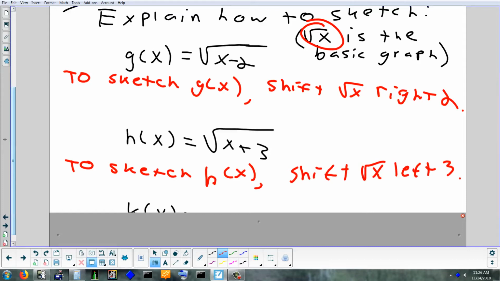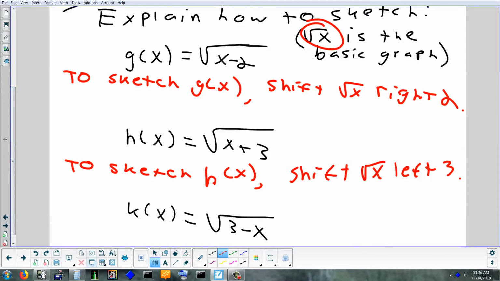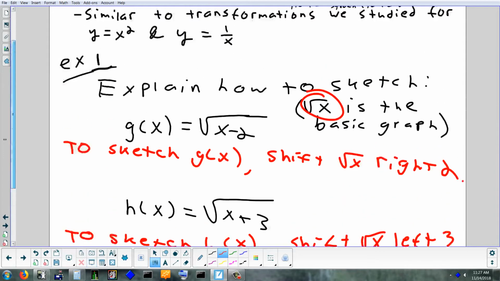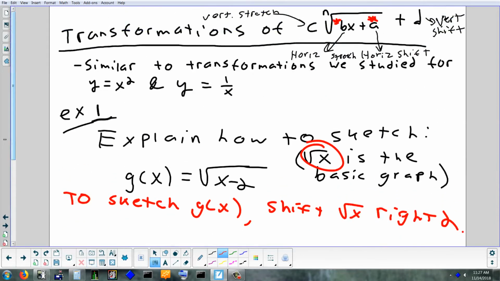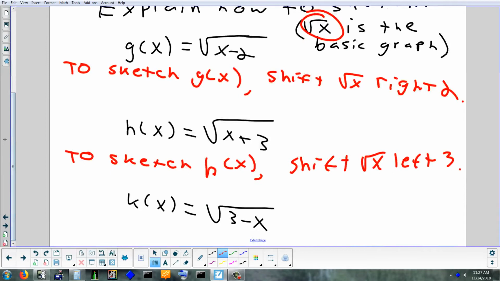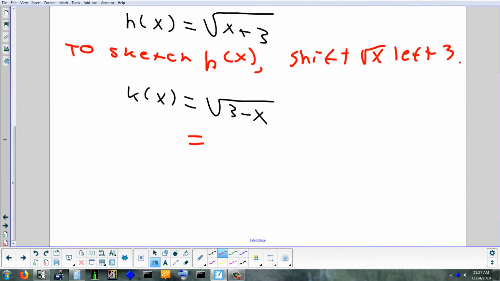Okay. Let's look at this one. Now, k of x is not set up the right way. Look under the root. What always comes first? The number with the letter or the number without the letter? The letter. The number with the letter always comes first. The thing without it comes after. So how could I rewrite that so it's in the order that we're used to? Yep. Negative x plus 3. Yep, negative x plus 3.